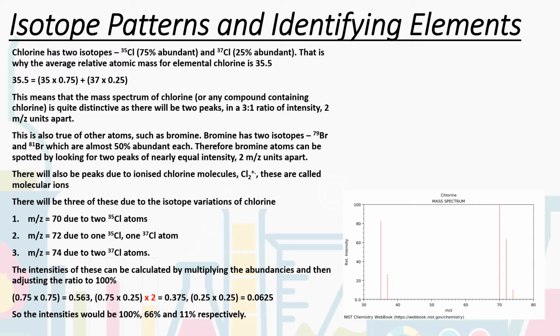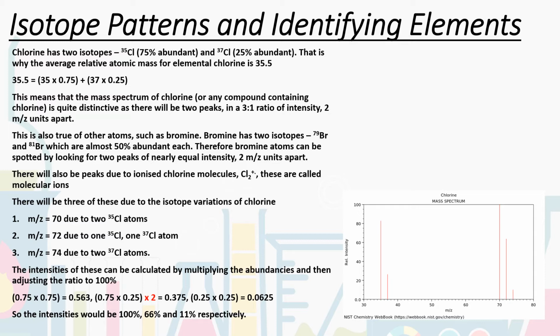Now, this is also true of other atoms. Bromine is another example. Bromine has 2 isotopes, 79 bromine and 81 bromine, and these are roughly 50% abundant each. And therefore, bromine atoms can also be spotted if you have 2 peaks that are 2 m/z units apart, like the chlorine, but this time they are of basically the same intensity.